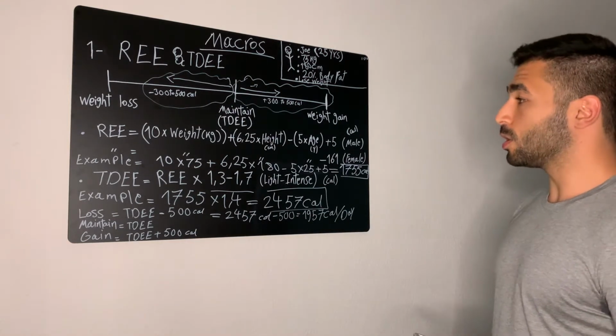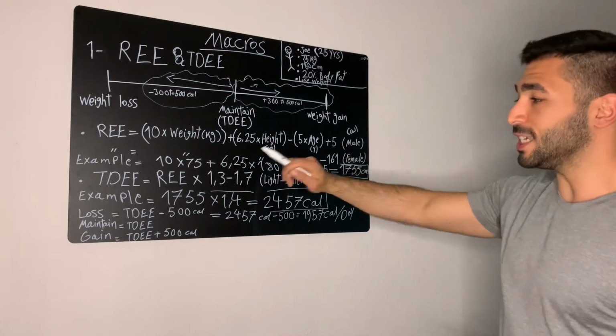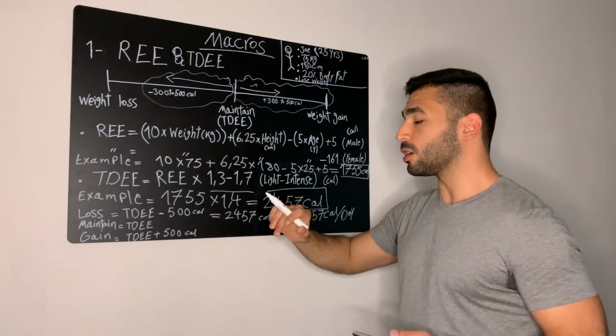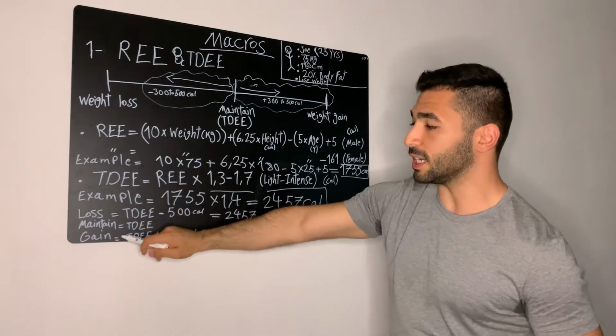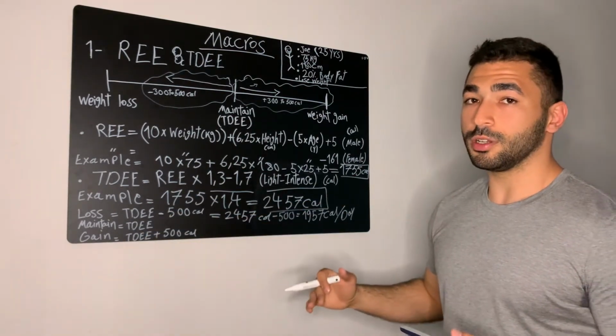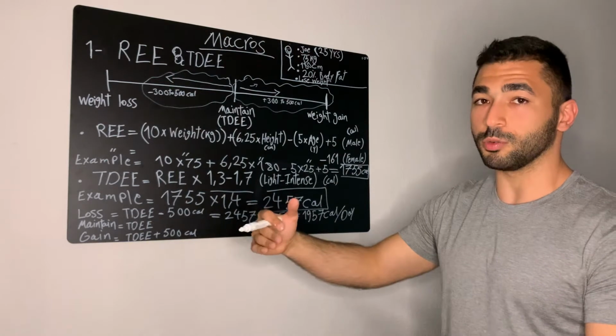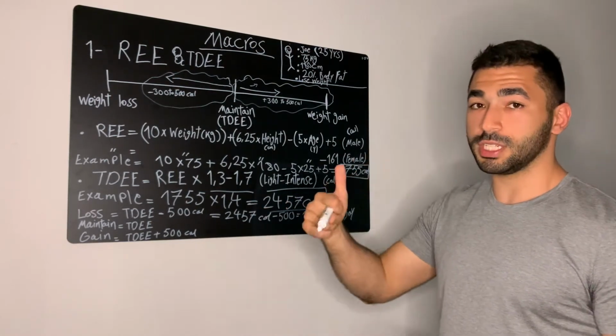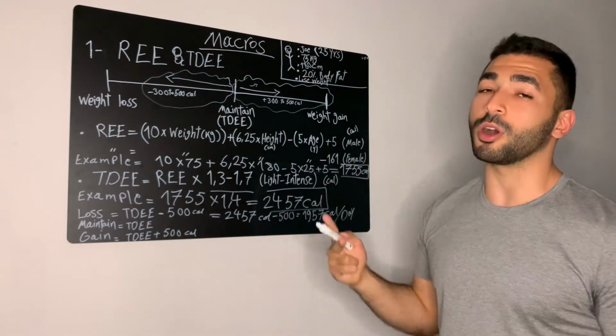All right, so we covered REE, we covered TDEE, and we covered our loss, maintain and gain, in order to set us up for the next goals, which is understanding your protein intake, your fat, and your carbohydrates.